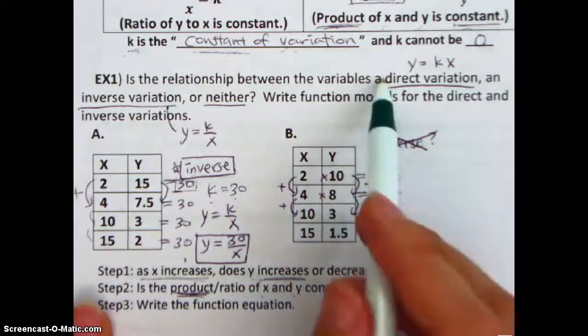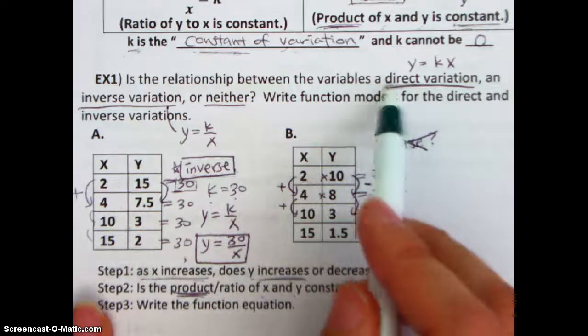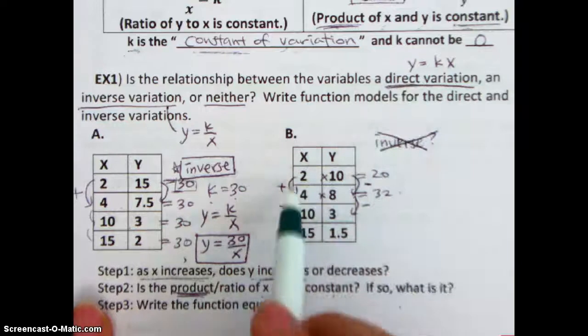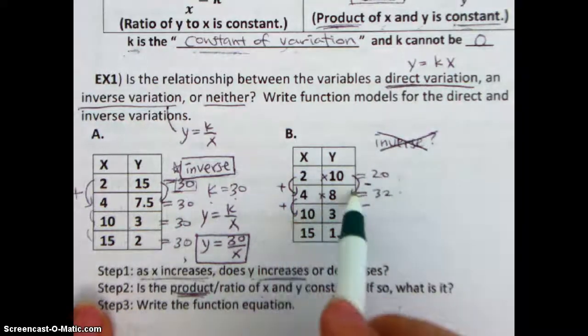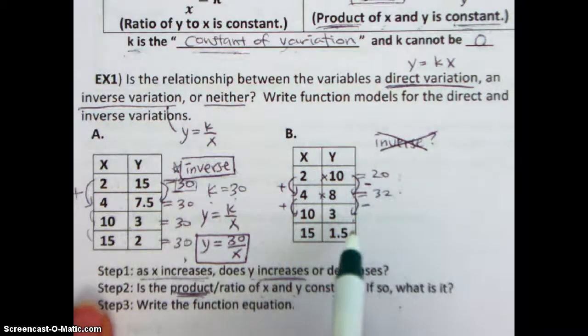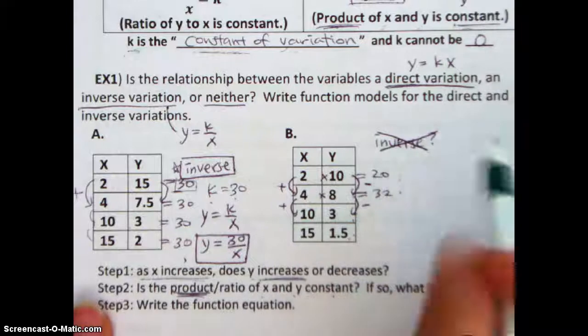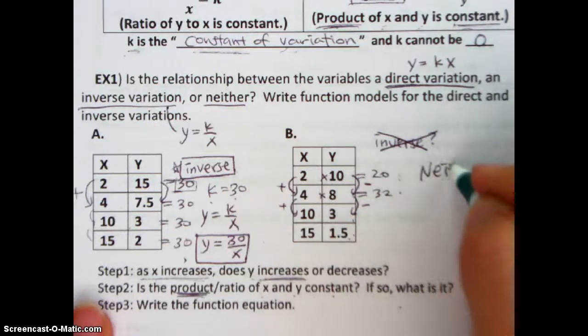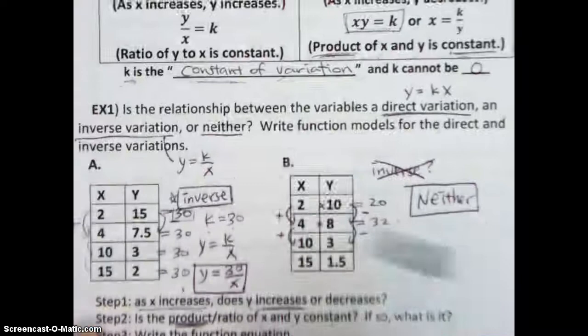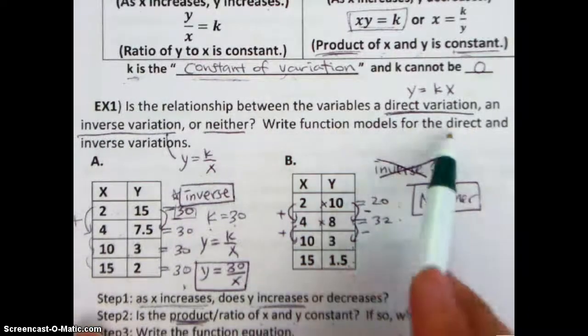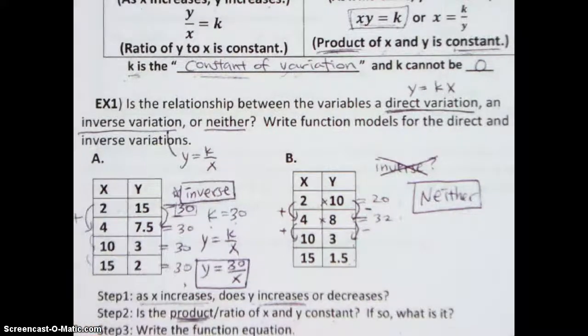It cannot be the direct variation either, because if this was a direct variation, as x increases, y must increase as well. But this is not the case, so it cannot be direct, so the answer will be neither. Because it's neither, we do not have to write the function, because that's not direct or inverse.